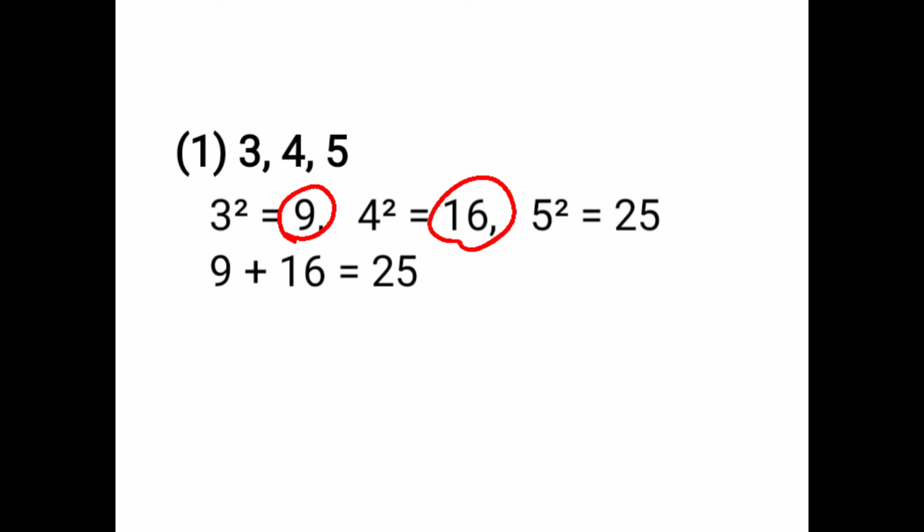Now here 25, and 5 square is the square of the bigger number. 5 square is coming 25. Now the sum of the squares of the two smaller numbers which I added here, 9 plus 16, is 25 and 5 square is 25. Okay, so it is coming equal. 3 square plus 4 square is equal to 5 square. 3 square is 9 plus 4 square is 16 is equal to 5 square is 25.